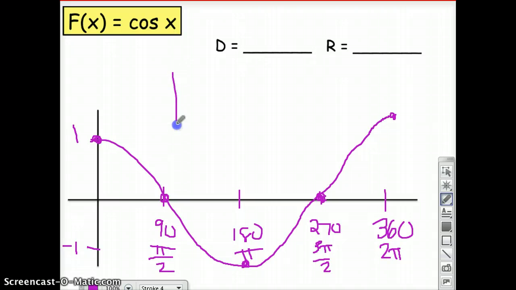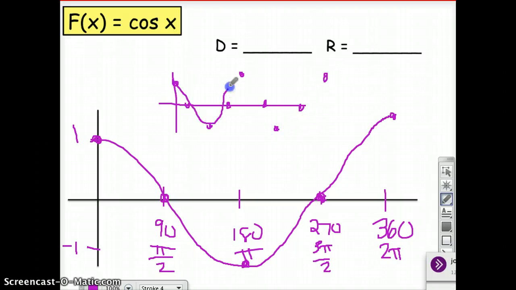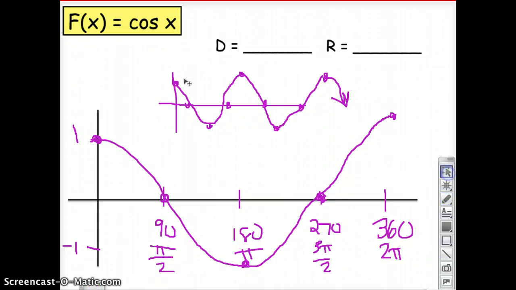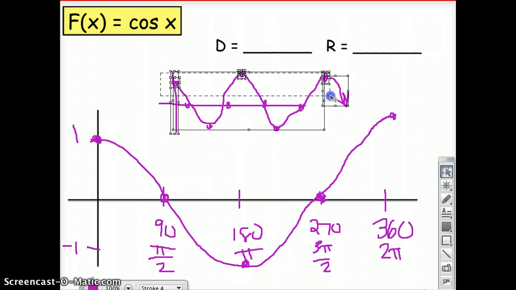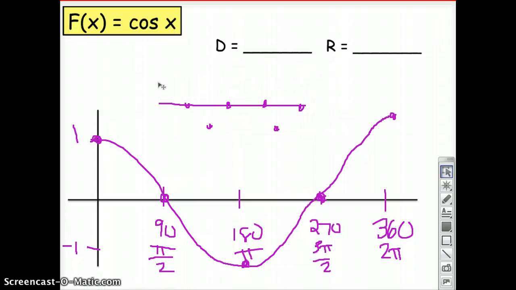So although it looks like a U, keep in mind that if you were to graph more than one period, you would keep continuing the pattern like this. So this would be 2 periods. So it actually does resemble the sine curve a lot, depending on how many periods you're graphing. But when you only graph one period, cosine looks like a U, and that's a good way to memorize what the graph of cosine looks like.